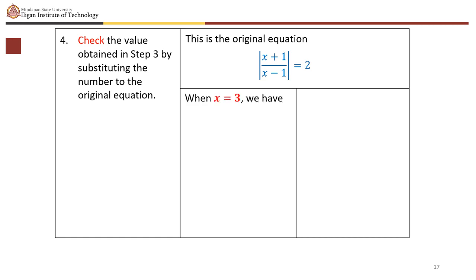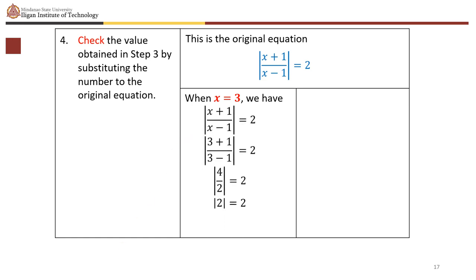When x is equal to 3, we try to substitute the value. So what do we have here now? We have the following, that is, the absolute value of x plus 1 over x minus 1 is equal to 2. So substitute 3 to x, we will have 3 plus 1 over 3 minus 1, its absolute value, which will give us 4 over 2. Absolute value of 4 over 2 is 2. So meaning to say this is actually true.